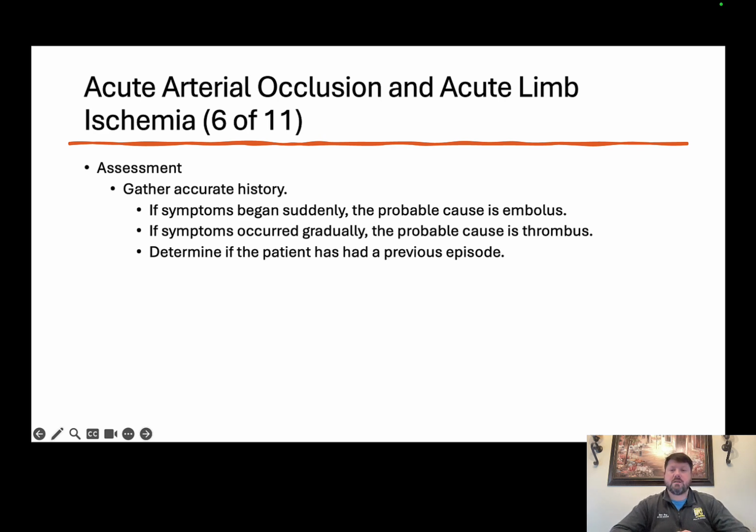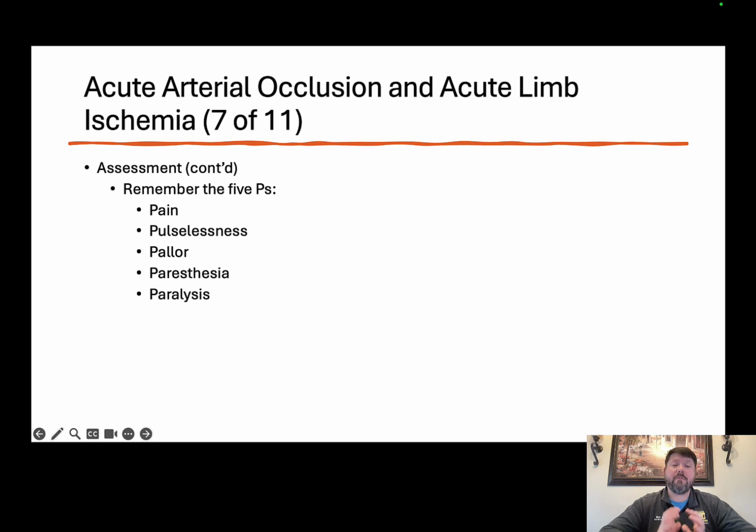Gather a good history. If symptoms occur suddenly, an embolus is the probable cause. If symptoms occur gradually, a thrombus is the probable cause. And find out if the patient has ever had a similar episode. Remember the 5 P's of acute arterial occlusion: pain, pulselessness, pallor, paresthesia, or paralysis.